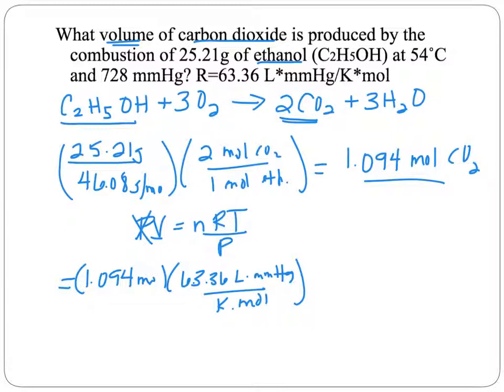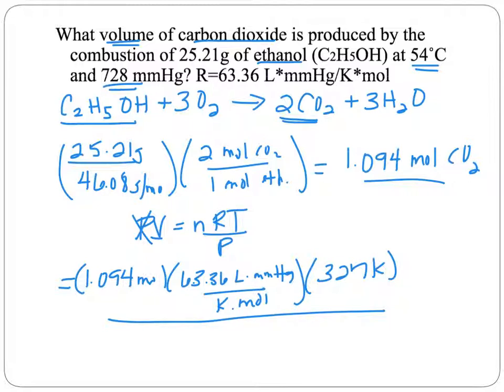And then the last thing here is temperature. And so we're going to have to convert our 54 degrees Celsius by adding 273 degrees to Kelvin, and the end result there is 327 Kelvin. And we divide all of that by the pressure, which is given to us as 728 millimeters of mercury.